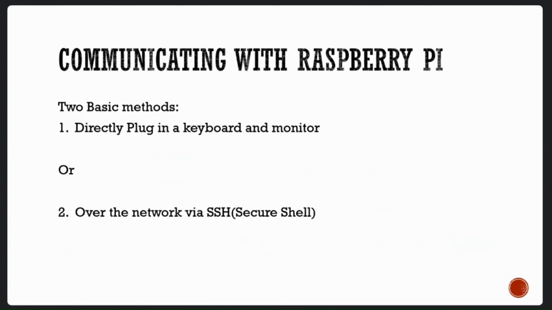Hello, the topic I'm going to be explaining is communicating with Raspberry Pi. There are two basic methods to communicate with Raspberry Pi. One is wired and the other is wireless. In the wired method, we can directly plug in a keyboard and monitor, or in the wireless method, we can use the Raspberry Pi over the network via SSH.